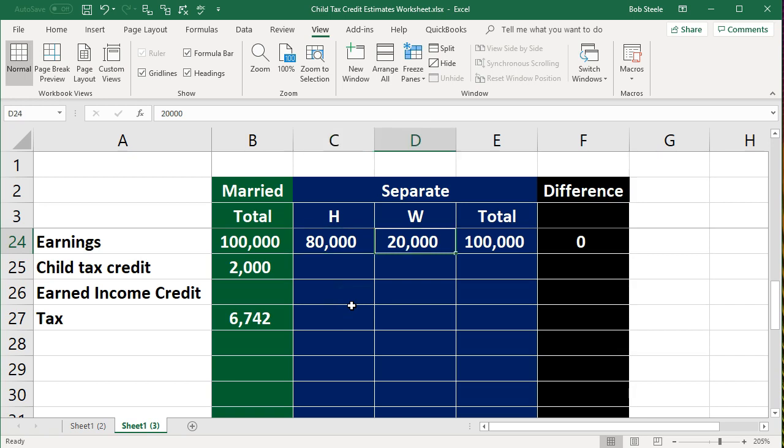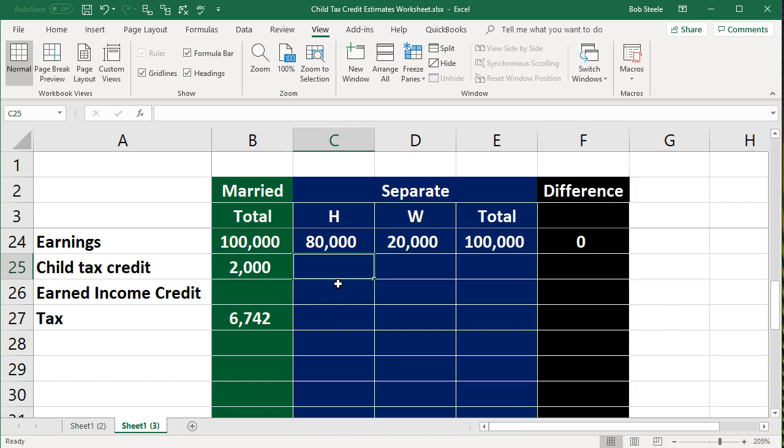Now, what if they separate, or what if we were separated before and then got married or something like that, and there's a breakout of 80 versus 20 on the income? What's going to be the tax differences in total and between the 2, focusing in on the child tax credit? We've got the 1 child here.